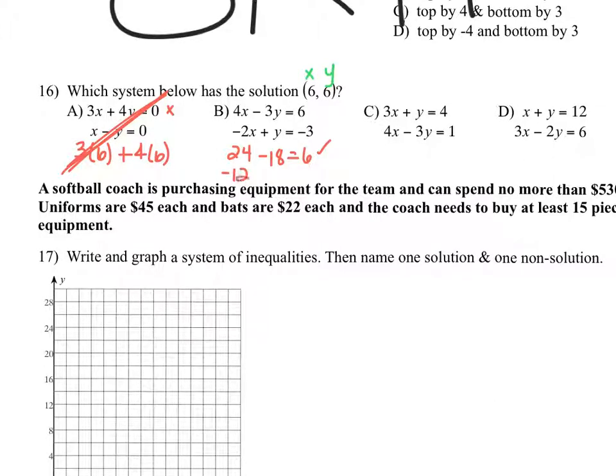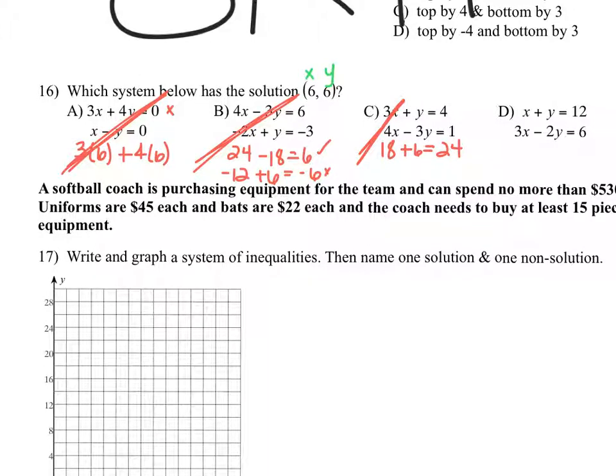And then negative 12. You have a calculator to do this. I don't. I'm being lazy because I don't want to get a calculator. Negative 12 plus 6. Well, that is definitely not negative 3. Negative 12 plus 6 is negative 6, so it does not work in that one. So it's not B either. All right, question C, I'm going to go ahead and plug in 6. So that's going to give me 18 plus 6, which is 24, not 4. So definitely not option C.